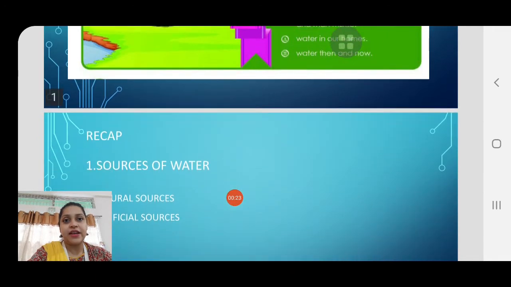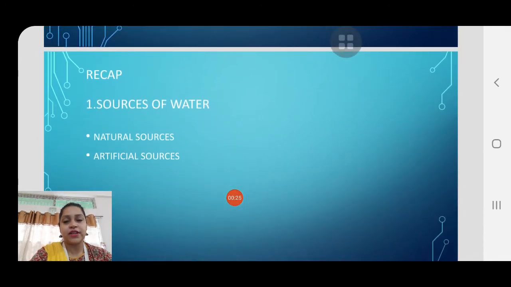We studied about the sources of water. And what were the sources of water? We studied about the natural and the artificial sources. And what were the natural sources? Natural sources are those which are already present in nature, like ponds, wells, rivers, lakes, seas, oceans. All these are natural sources.